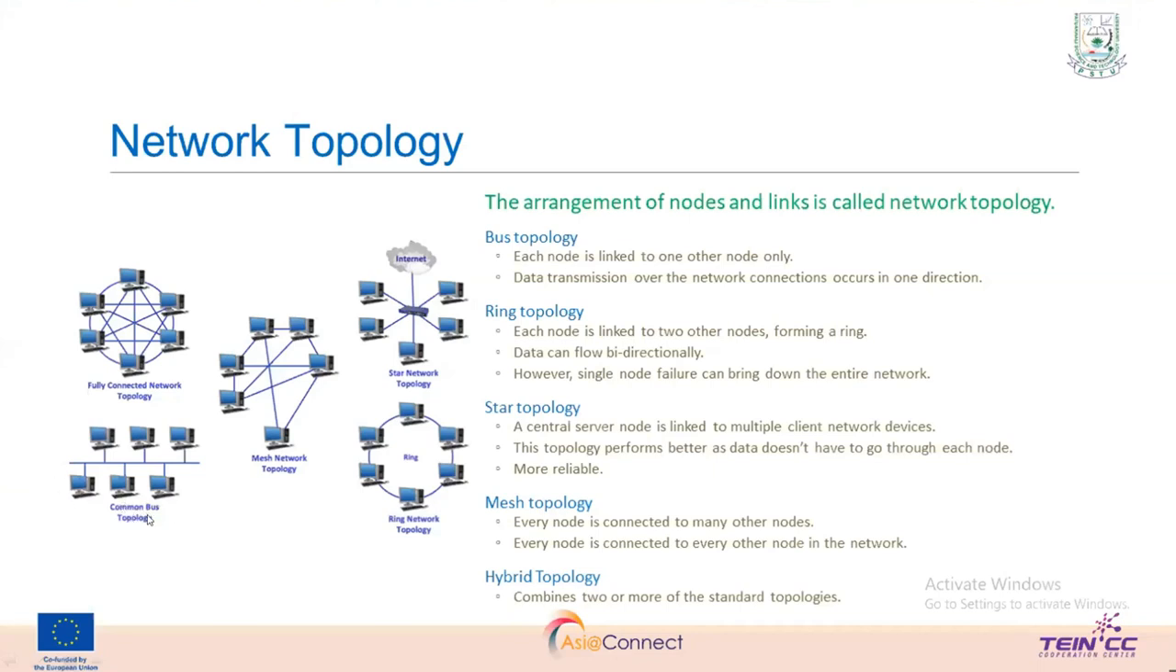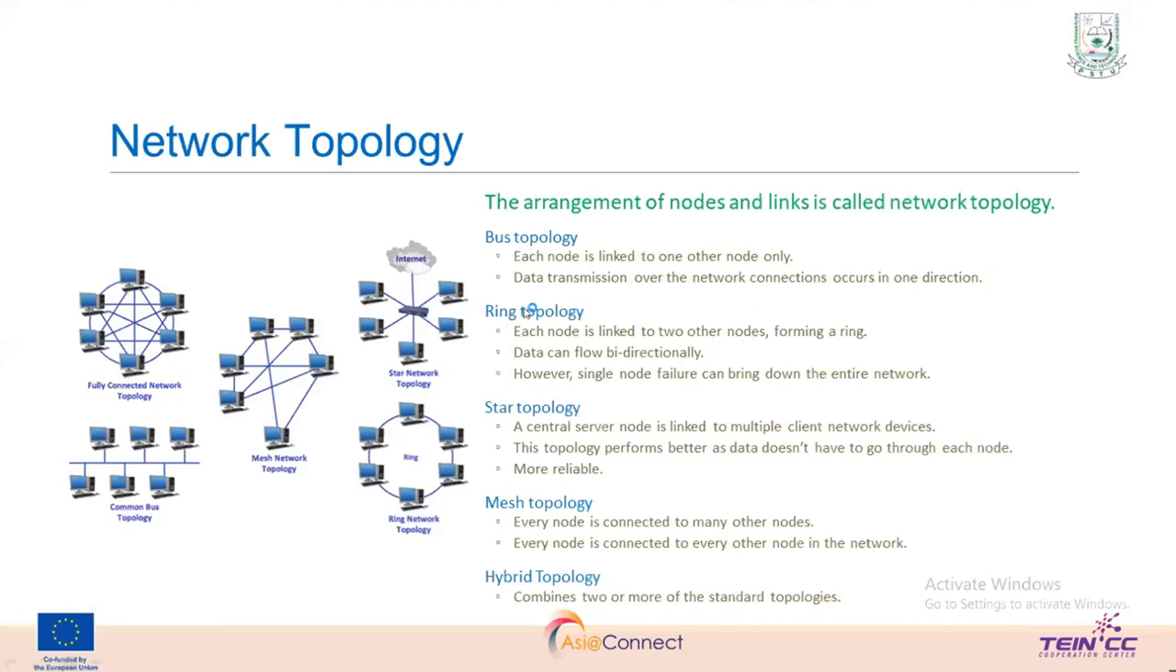Bus topology here. In the figure, we can see the common bus topology, where each node is linked to one other node only. Data transmission over the network connection occurs in one direction only. Here you can see a single bus. The incoming connections to each node or computing devices come from that single bus or single line. If somehow this cable is cut off, all the connected computers will be disconnected. So this is the main disadvantage of the common bus topology.